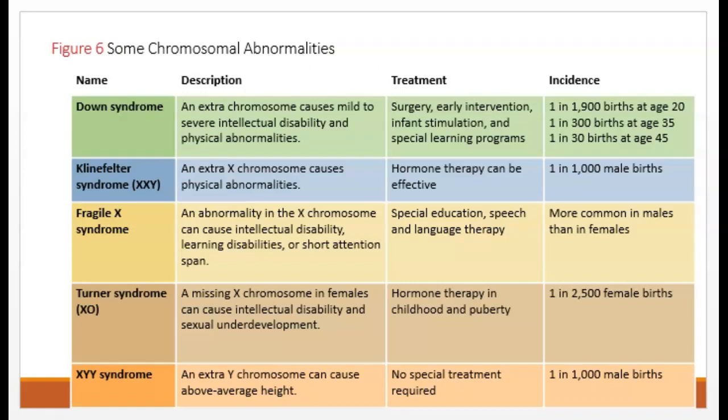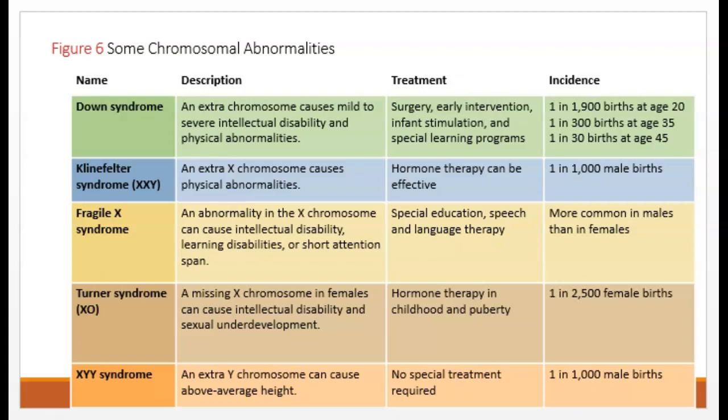Some abnormalities characterize the genetic process. Some of these abnormalities involve whole chromosomes that do not separate properly during meiosis. When a gamete is formed, sometimes a sperm or ovum does not have its normal set of 23 chromosomes. For example, Down syndrome is a result of having an extra chromosome number 21, causing mild to severe intellectual disabilities. In other situations, a person might have an extra X chromosome or an extra Y chromosome, or they might be missing a Y chromosome entirely.